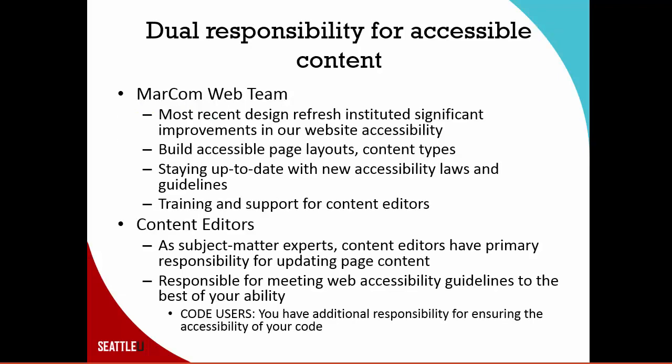As you already know, we have a very small web team and a very large website, over 17,000 pages. So together with our 400 plus content editors from around campus, we have a dual responsibility for making our web content accessible. Here in the Marketing Communications web team, we are doing our best to meet our responsibility. Last fall, when we launched our most recent design refresh, we were able to make significant improvements in our website accessibility across the board. But it is an ongoing, iterative process, and we make accessibility improvements frequently in the site-wide style, in our content types and page layouts, and all the other templates and tools that we provide to you, our content editors, to use in your Seattle U websites.